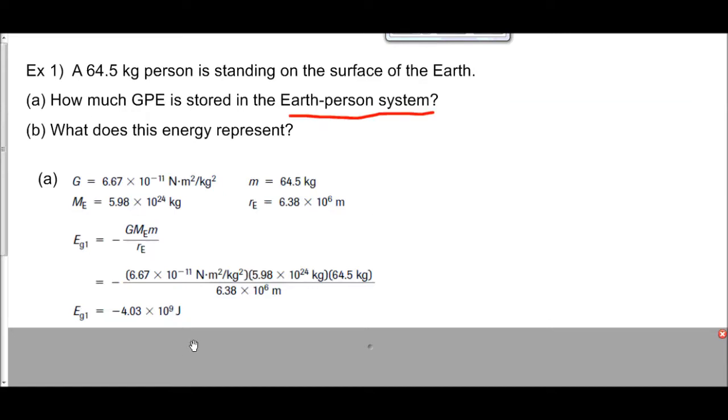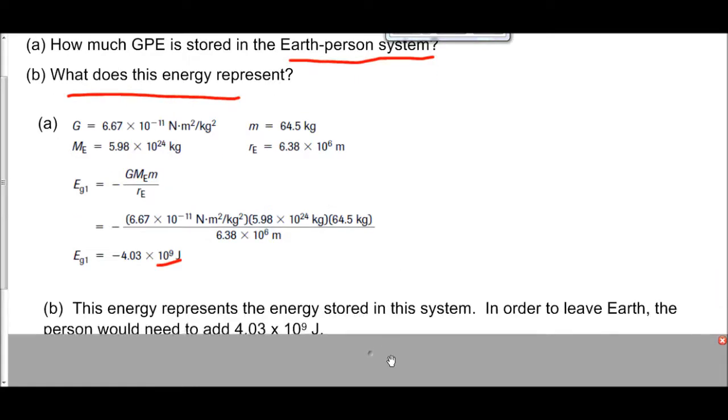Again, a couple things to point out here. One, this is negative, and that makes sense because they are closer than infinity, so they've actually lost potential energy if we brought the person in from infinity. So we have a negative potential energy. And the other thing to keep in mind is to look at the size of this energy. It's 10 to the power of 9. It's an incredibly large amount of energy, but it makes sense considering what it represents, which actually brings us to B. What does this energy represent?